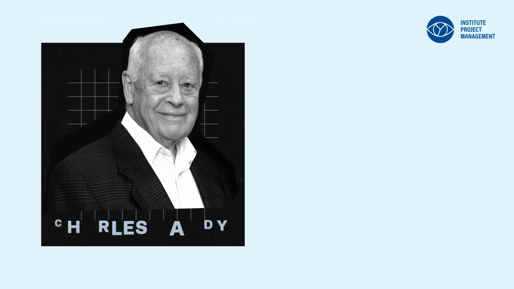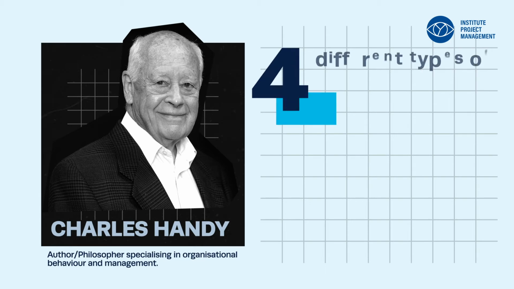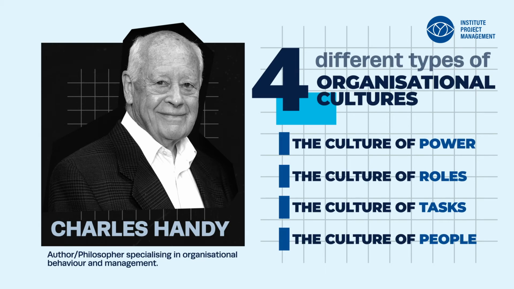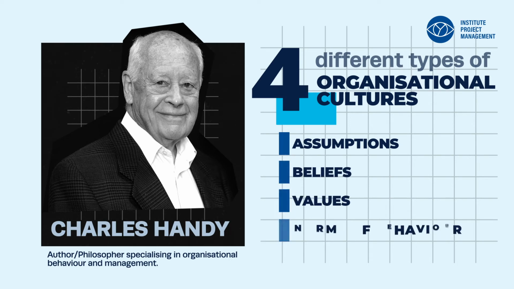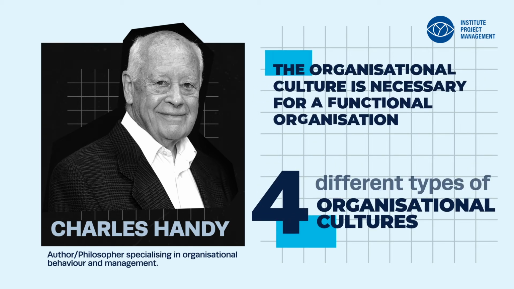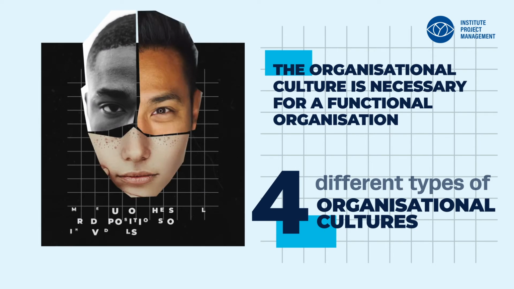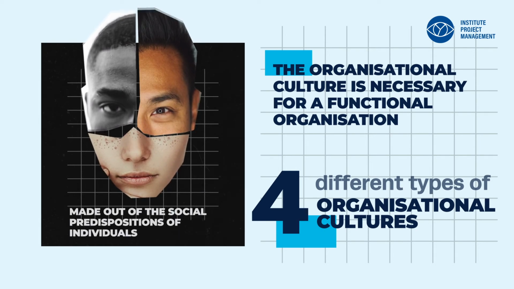According to Charles Handy, there are 4 different types of organizational cultures. Organizational culture is a system of assumptions, beliefs, values, and norms of behavior that members of an organization have developed and adopted into their mutual experience, and manifested through specific symbols. The organizational culture is necessary for a functional organization. The culture itself is made out of the social predispositions of individuals.